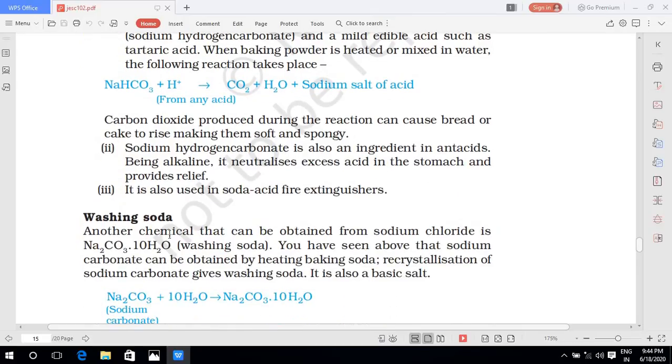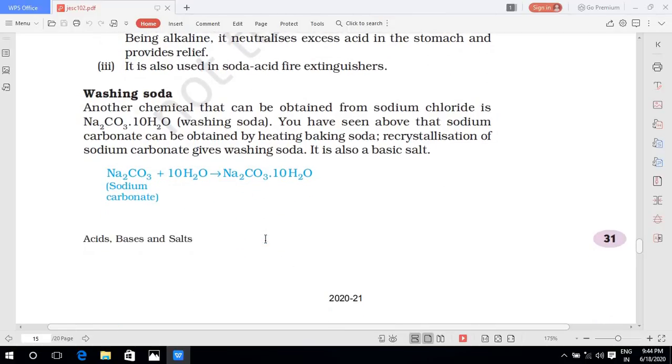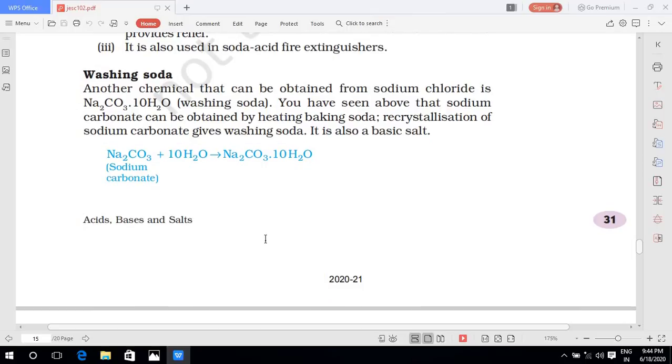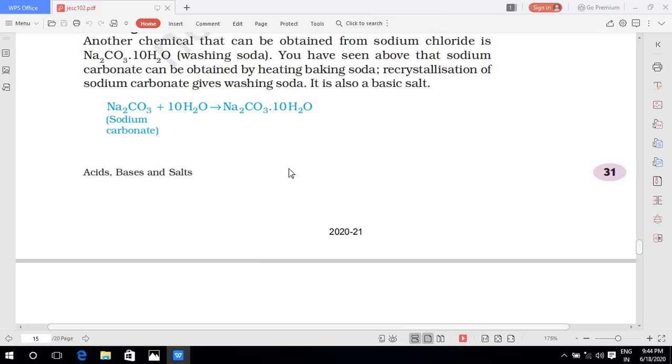Now let's learn about washing soda. Washing soda is used to wash our clothes. The chemical name of this washing soda is sodium carbonate decahydrate. Decahydrate is because of the presence of 10 in 10 H2O. So before this H2O, there has to be 10 here like this. Because of this 10, it is giving this decahydrate. Hydrate just because this is water, and in the presence of excessive water molecules, we simply call it decahydrate.